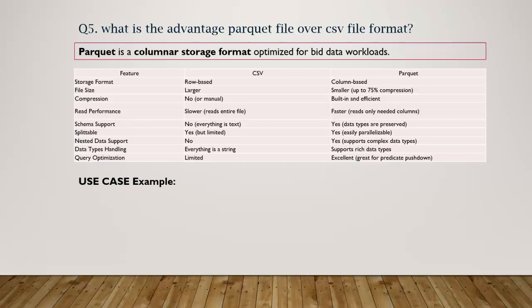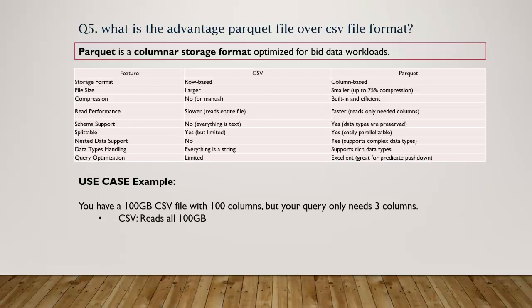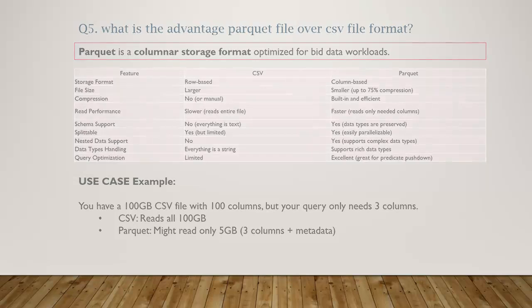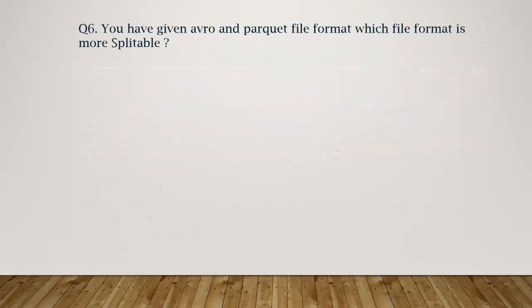And then a use case example. Suppose you have a 100 GB CSV file with 100 columns, but your query only needs 3 columns. CSV reads all 100 GB, while Parquet might read only 5 GB, the 3 columns plus metadata. So this is the best example of how you can differentiate Parquet and CSV, and what the advantages of Parquet are. So let's move on to the next question.